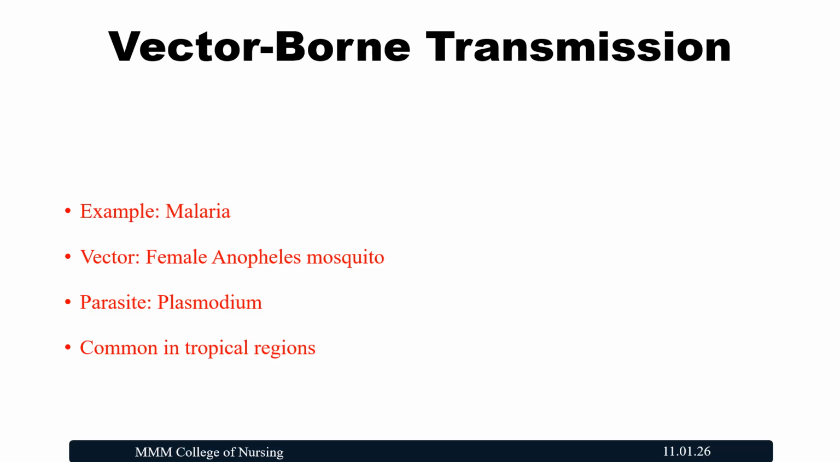Vector-borne transmission. What is vector-borne transmission? Some illnesses caused by parasite, virus, bacteria are transmitted to human beings primarily through the bite of infected arthropod vectors like mosquitoes, ticks, sandflies, etc. Those disorders we term as vector-borne disorders. The example is malaria. In malaria, the vector is the female Anopheles mosquito. The parasite is Plasmodium. This is common in tropical regions.